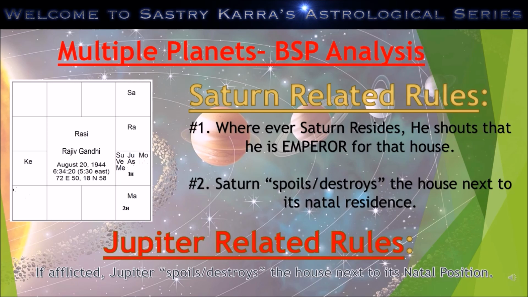The first one says, wherever Saturn resides, he shouts that he is the emperor of that house. Saturn is in the 11th house, the 7th house lord is in the 11th house, Labhasthanamu. So it has nothing to do with his death. The second Saturn BSP rule is that Saturn spoils or destroys the house next to its natal residence. Saturn is in the 11th house, so it will spoil the 12th house.